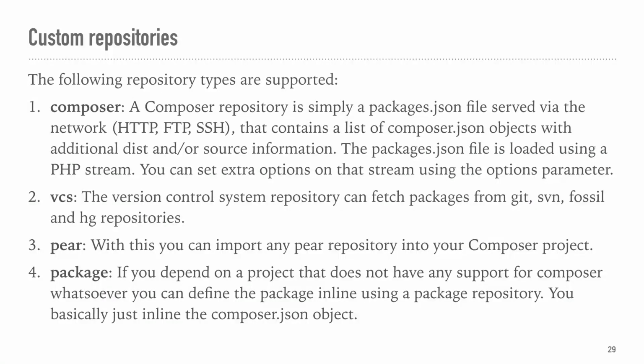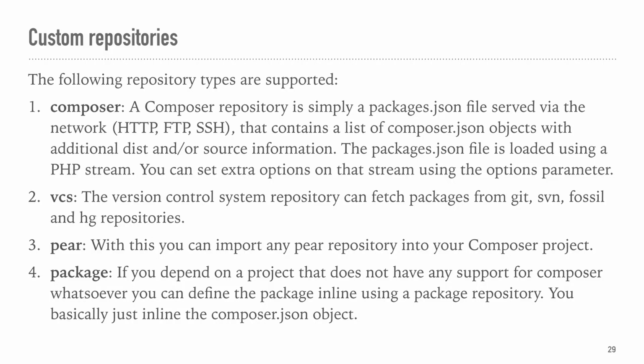So there are several types of custom repositories. The Composer type works in the same way that composer.json is used to require the packages, and you could use any network connection like HTTP or FTP or SSH, or even the file system. It would contain a list of all the libraries that you are able to offer through that particular resource, and it is just provided through a PHP stream. So you could configure extra options to that stream using the options parameter in the composer.json file.